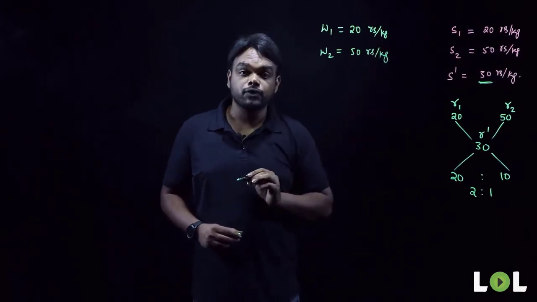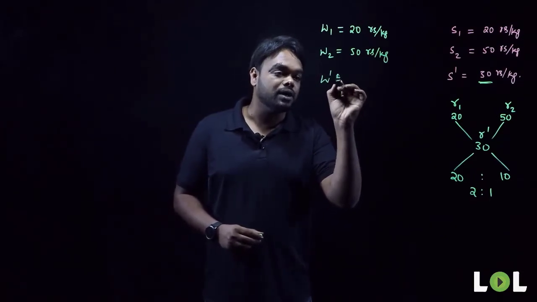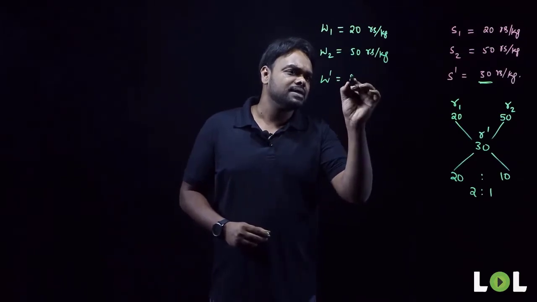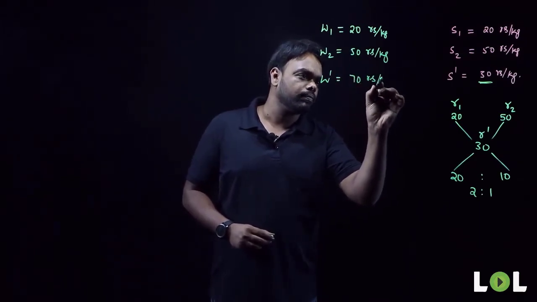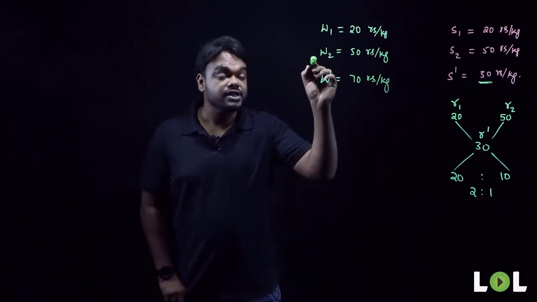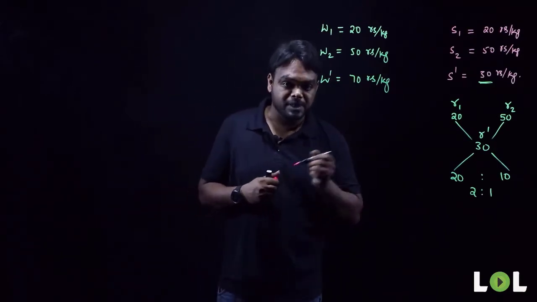Now if I ask you, in what ratio we have to mix so that the price of the mixture is, let's say, 70 rupees per kg? In what ratio we have to mix both the two types of wheat so that the price of the mixture is 70 rupees per kg?